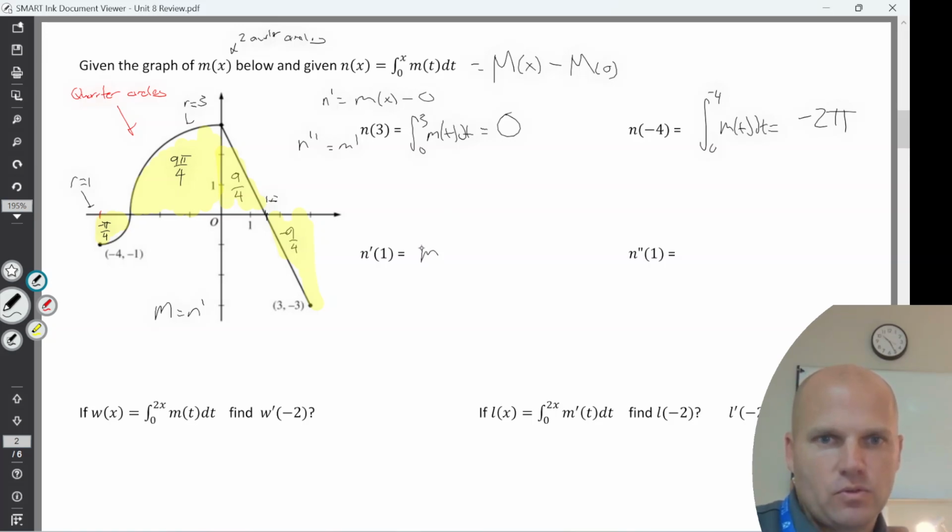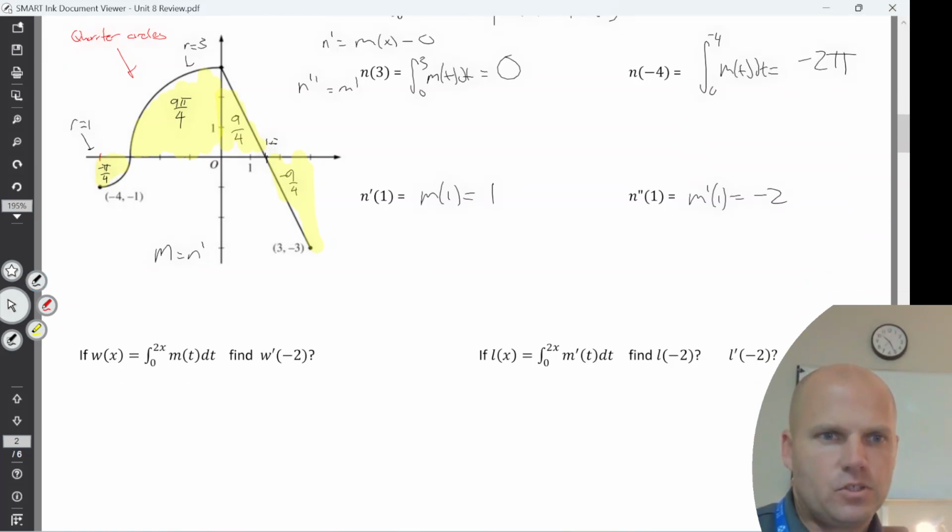Okay, n prime equals m. I already figured that out. M of 1 is 1. It's the value. Down 2 over 1. And n prime of 1 will equal m prime of 1. We found that slope was -2. It's the slope of m at 1, down 6 over 3.